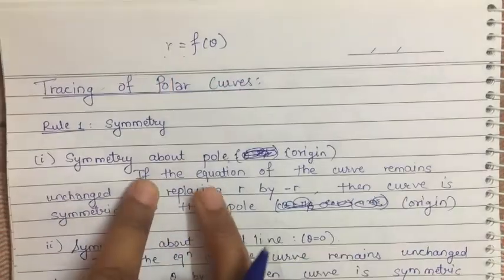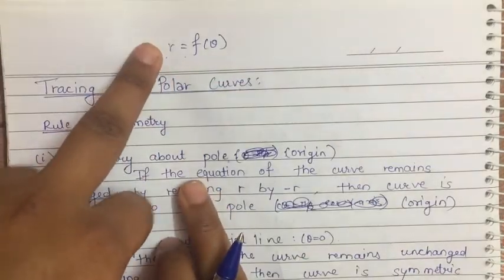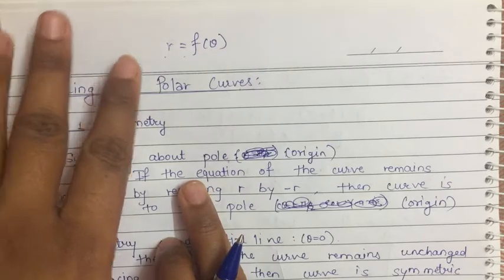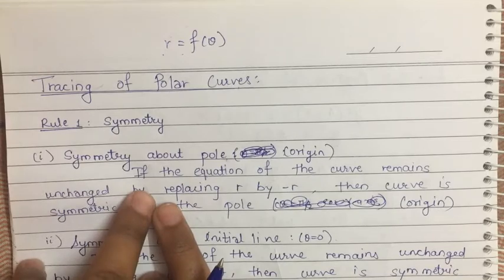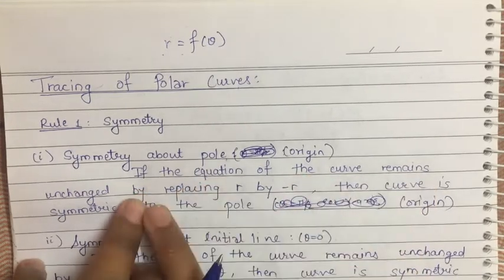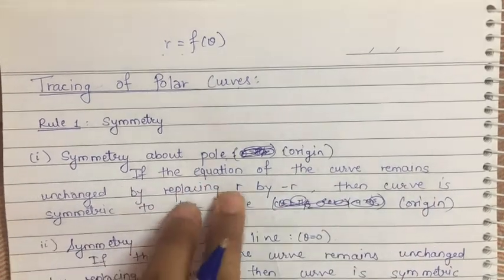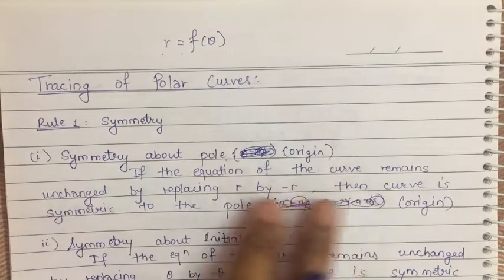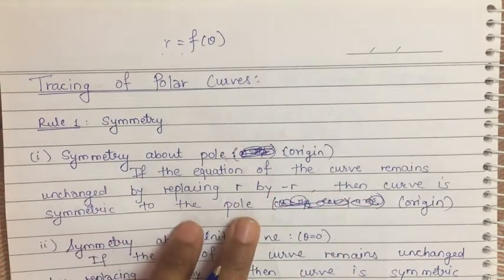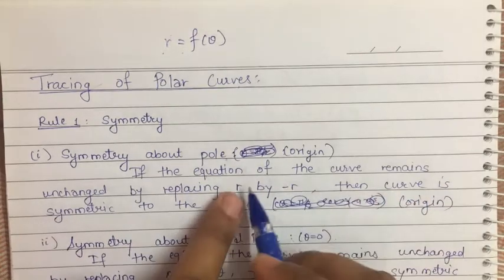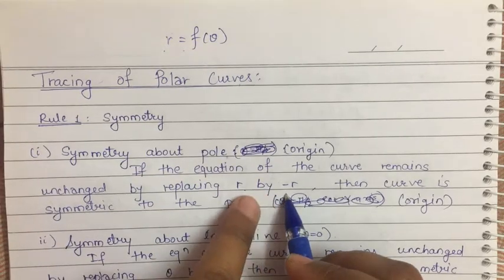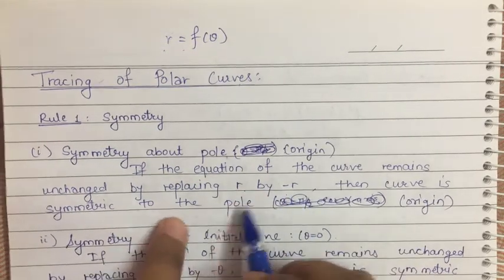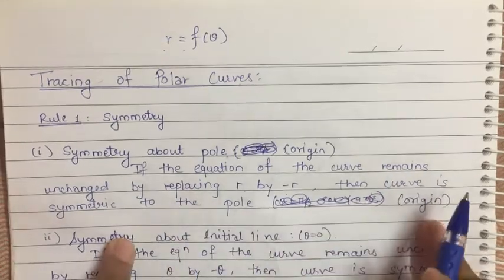So if in this type of equation, or any given equation which is in polar form, the equation of the curve remains unchanged by replacing r by minus r, then the curve is symmetric about the pole. That means if we change r by minus r in the given equation and the equation remains the same, then it is symmetric about the pole, that is the origin.